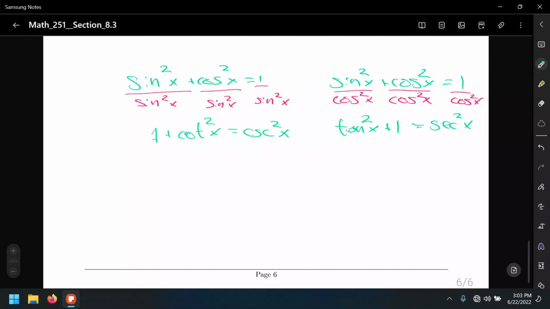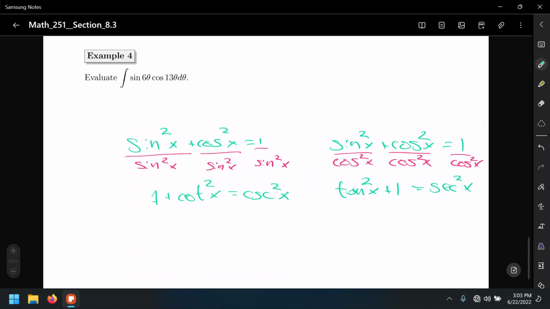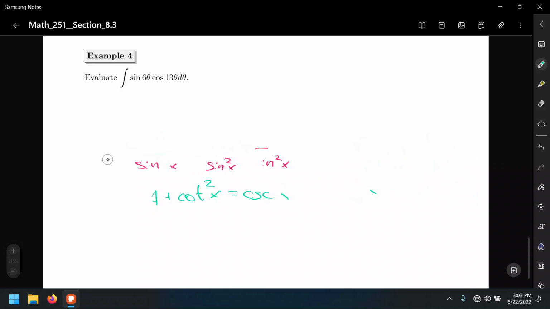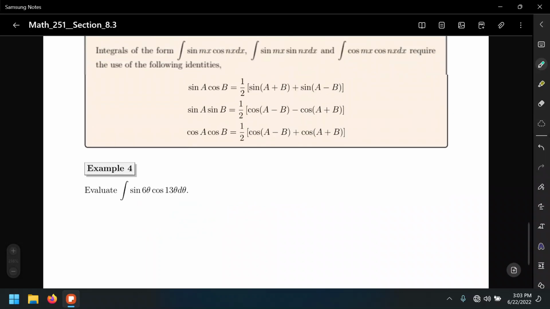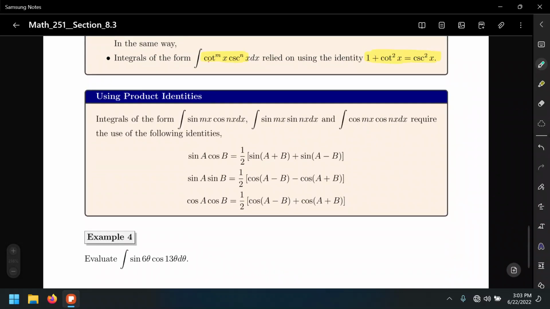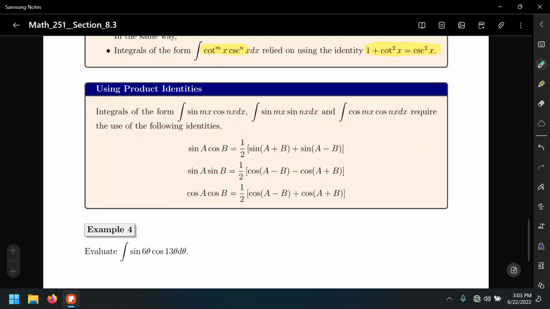So let's see, what's next? For the next topic, or the next example, these are trigonometric integrals in which we will need to use the product-to-sum identities. These identities are covered in a pre-calculus course. I remember these are the last identities they covered.